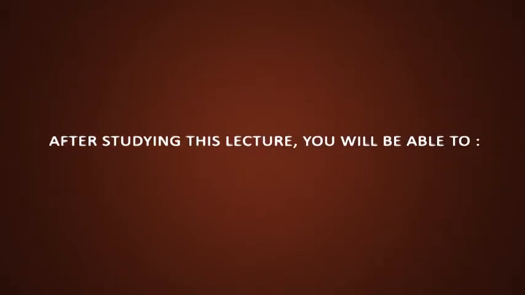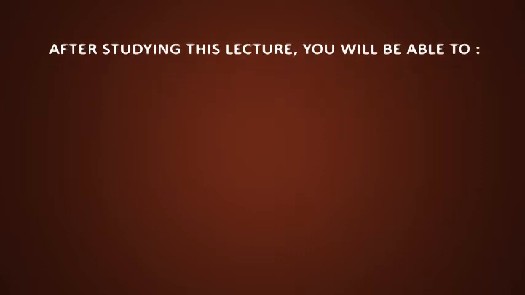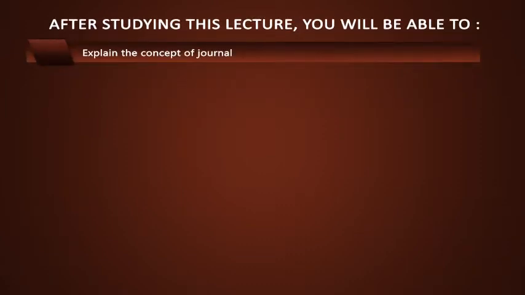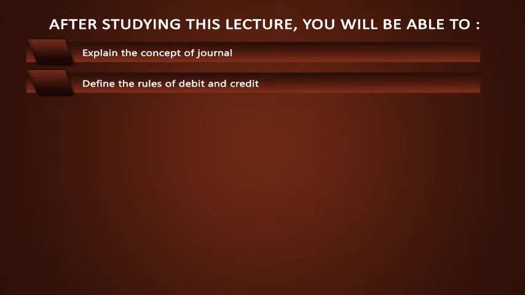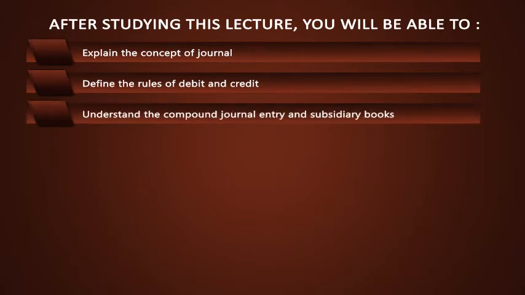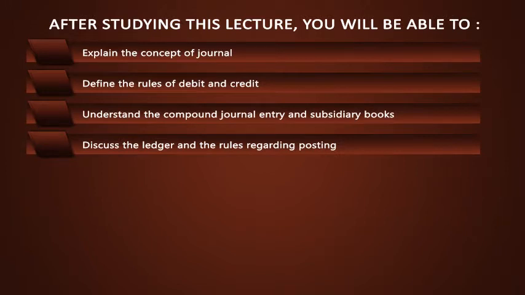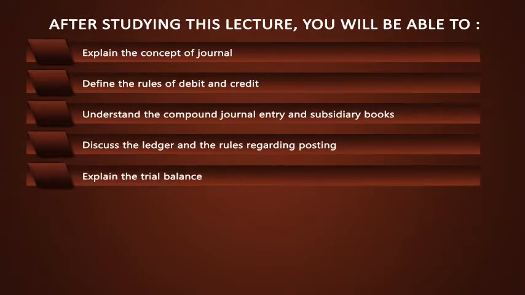After the lecture, we will be able to learn the following objectives. Explain the concept of journal, define the rules of debit and credit, understand the compound journal entry and subsidiary books, discuss the ledger and the rules regarding posting. Explain the trial balance.